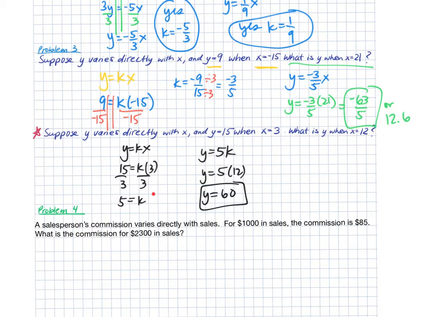So k was 5 when you divided 15 by 3, and then, oh, I made a mistake here though. I wrote x. It does get confusing with the x's and the k's. They kind of look alike. There's y equals 5x. And then just plug 12 in for x. 12 times 5 is 60.